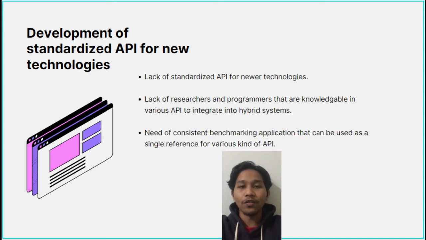After that, there is a lack of knowledge among researchers to integrate various APIs for hybrid systems. Many researchers know only a single API and are not proficient in using all options such as OpenMP, CUDA, OpenCL, OpenACC, and MPI.